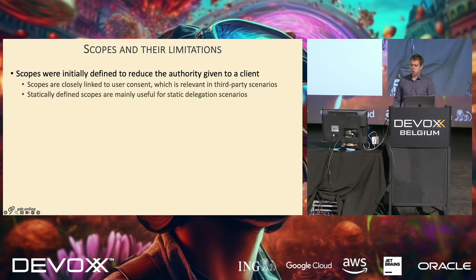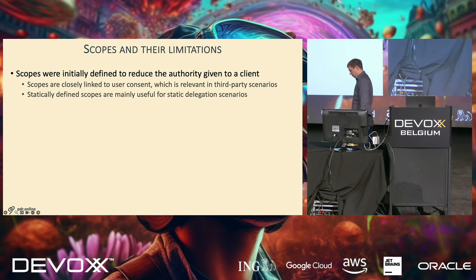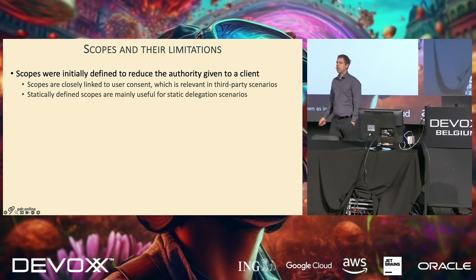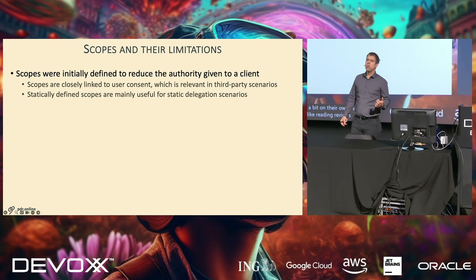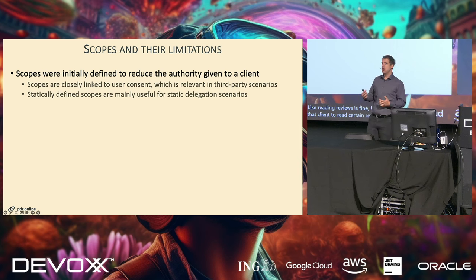All right, that's where scopes come from. Scopes, from that point on, start to live a bit on their own, as in people ran into limitations of scopes. Like, reading reviews is fine, but what if you only want to allow a client to read certain reviews? Like, how could you handle that?